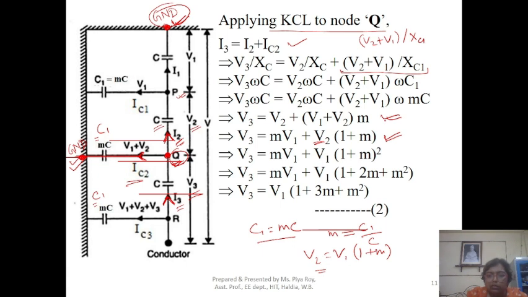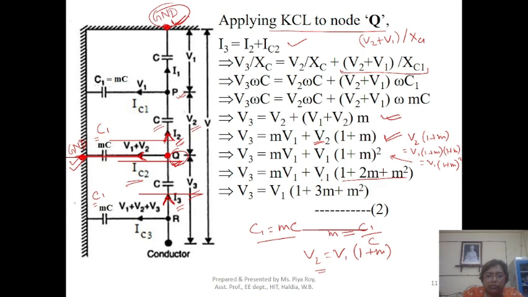So the expression is V2 (1 plus m). So put the value of V2 here. So we have V1 (1 plus m) into (1 plus m), so V1 (1 plus m) whole square. So just putting these values here. Okay, so now (1 plus m) whole square can be written as this.